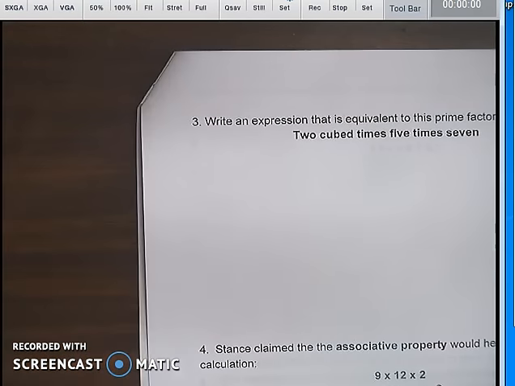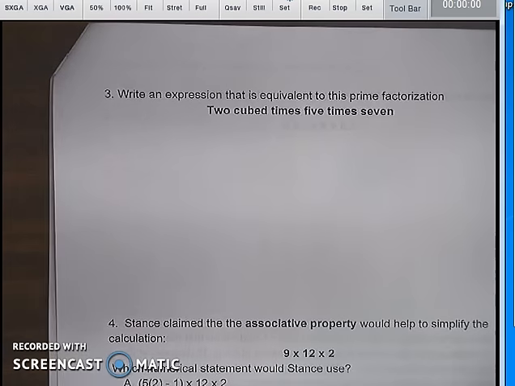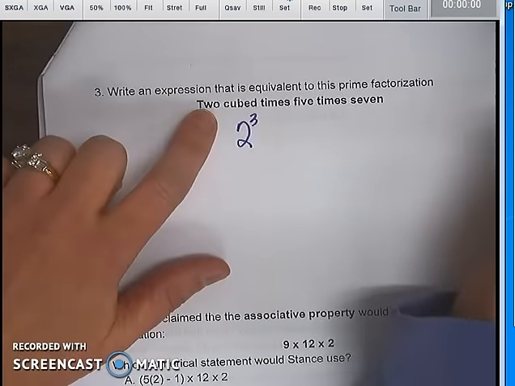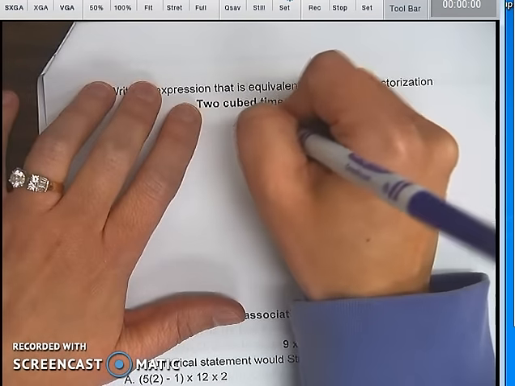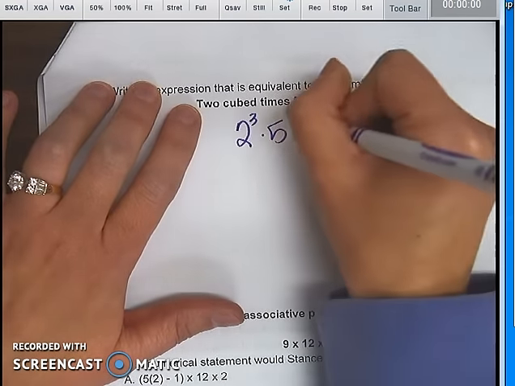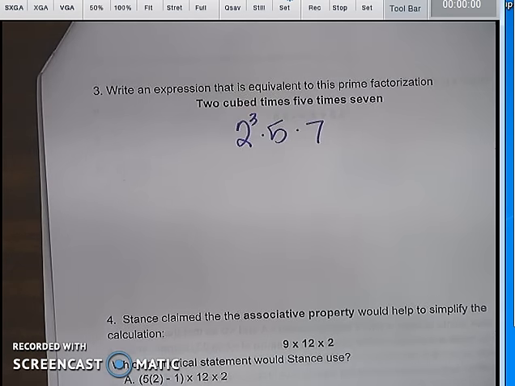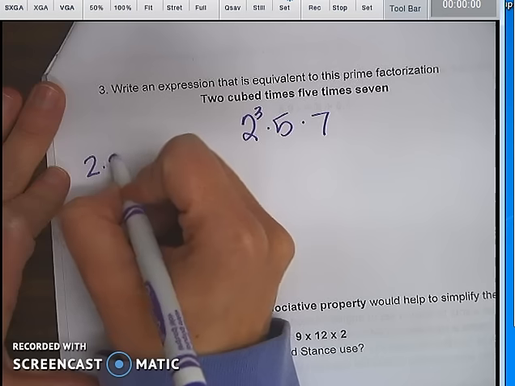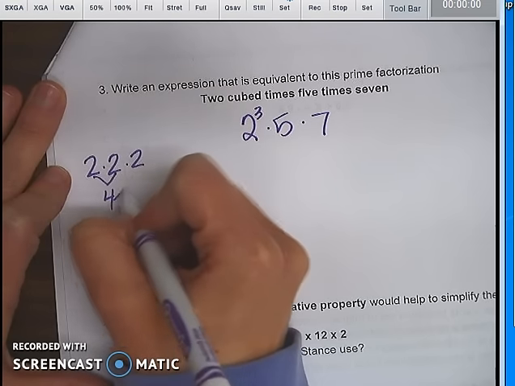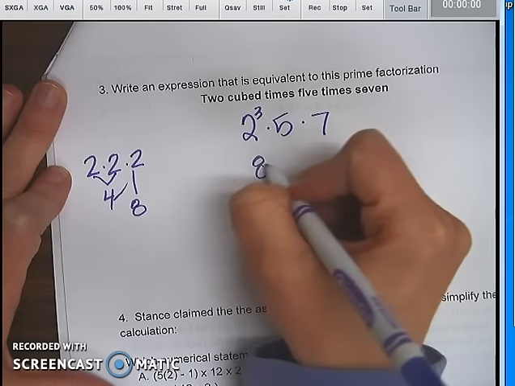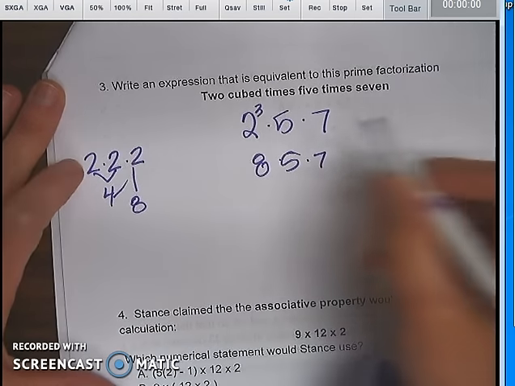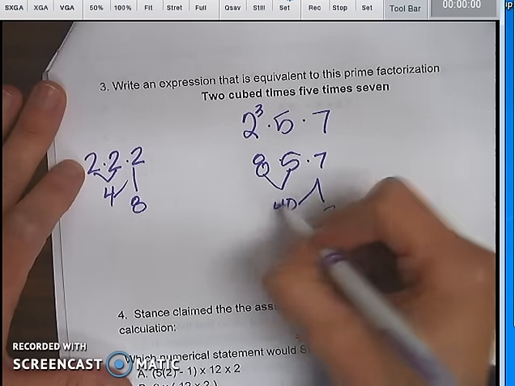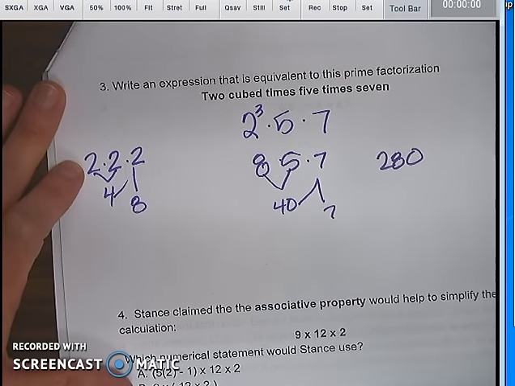Number 3, write an expression that is equivalent to this prime factorization. 2 cubed, cubed is a little 3, right? Times 5 times 7. So what you're going to have to do is actually answer this. So what is 2 cubed? 2 cubed means 2 times 2 times 2. 2 times 2 is 4 times 2 is 8. So I have 8 times 5 times 7. 8 times 5 is 40. 40 times 7, well 4 times 7 is 28. Put a 0 on the end.